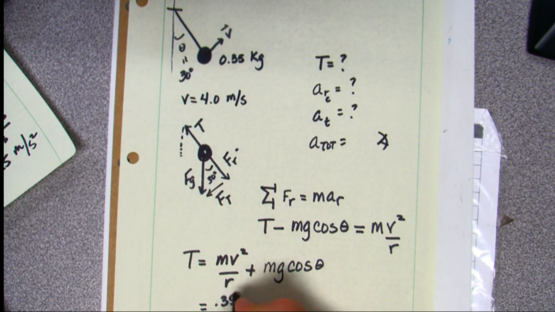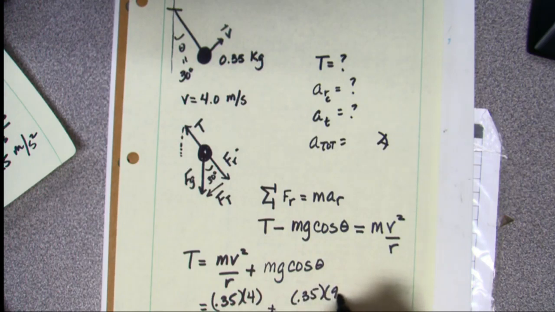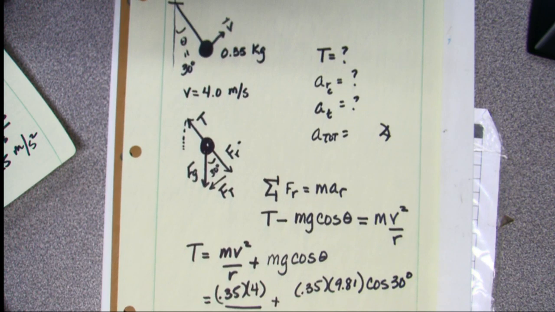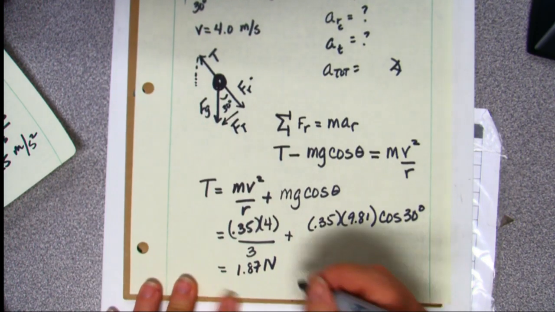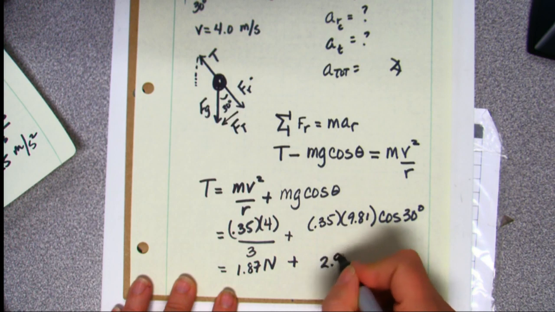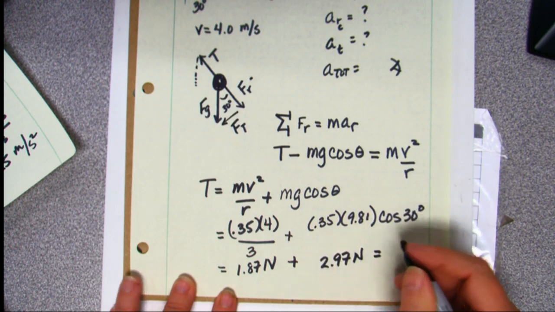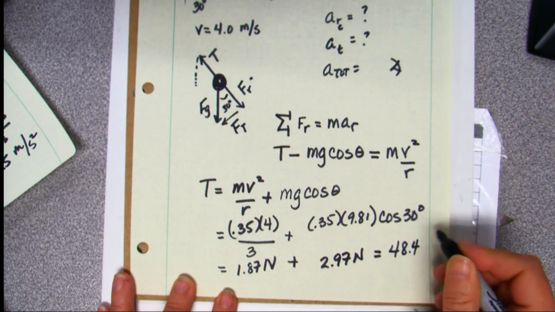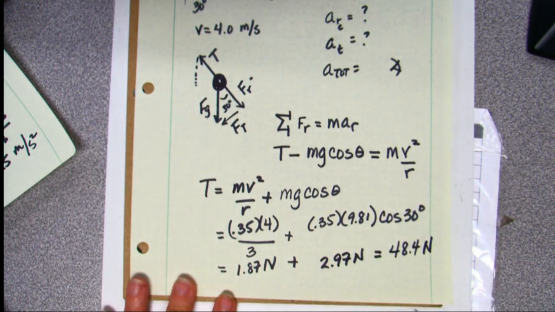This gives me 0.35, my 4 meters per second squared, divided by my 3 meters, plus 0.35, gravity 9.81, cosine of 30 degrees. This gives me 1.87 newtons. This one gives me 2.97 newtons for a total of 4.84 newtons. So we find the tension in the string.